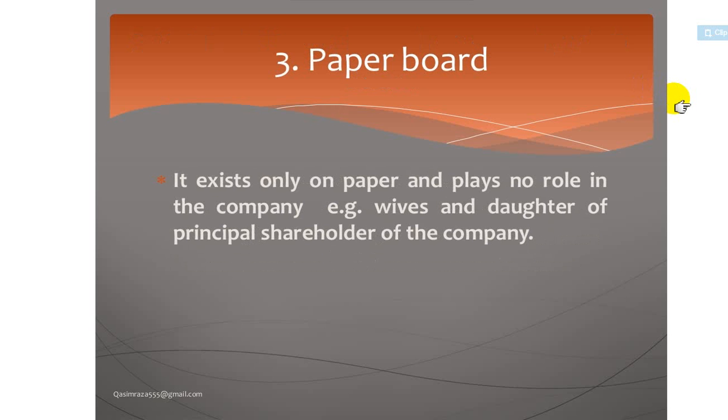Now the next one we have is the paper board. A paper board exists only on paper and plays no role in a company, for example the wives and daughters of the principal shareholder of the company. It means everything is limited to just the paper. No practical work, no action comes in here. Whatever the board is, it's just written on paper.